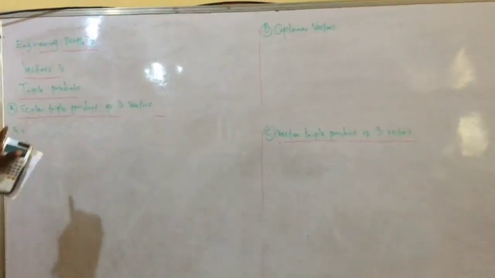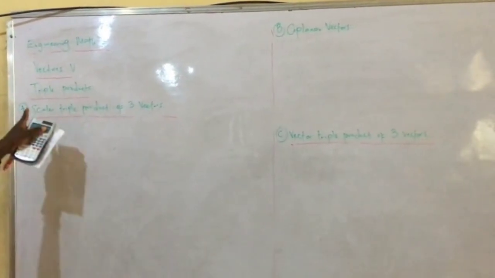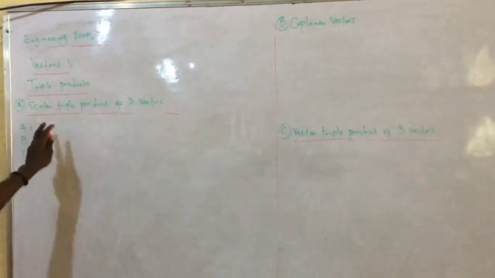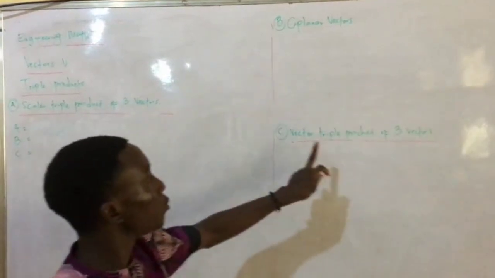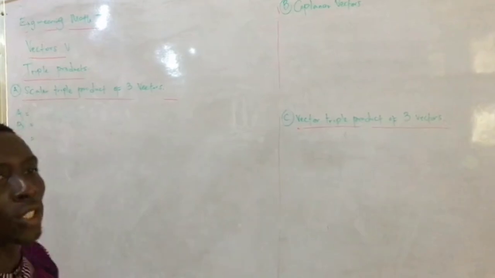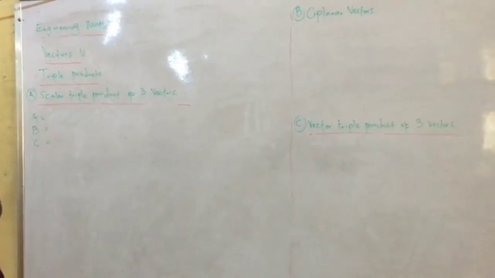And we're going to be continuing with our topic, vectors. This is the fifth part of the section, and here we're going to be dealing with the triple product of vectors. So here we have the scalar triple product of three vectors, the coplanar vectors, and we also have the vector triple product of three vectors. There are different methods that we can use to get this, but we are going to be focusing on the simplest one.